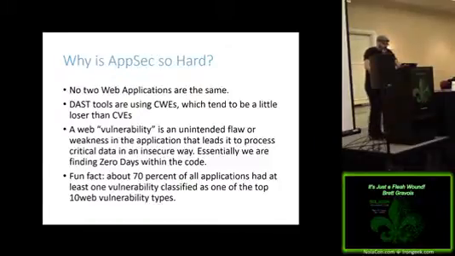So basically, a web vulnerability is an unintended flaw or weakness in the application that leads it to process critical data in an insecure way. Essentially, when you're looking at web applications, we're finding 0 days within the code per application. Fun fact, about 70% of all applications had at least one vulnerability classified as one of the top 10 web vulnerabilities from OWASP.